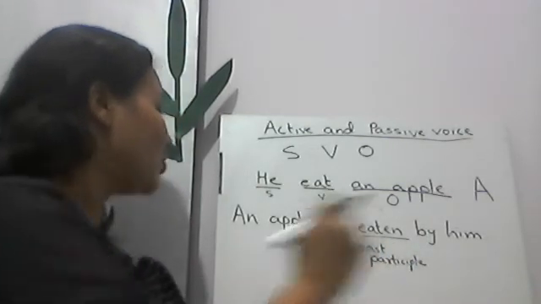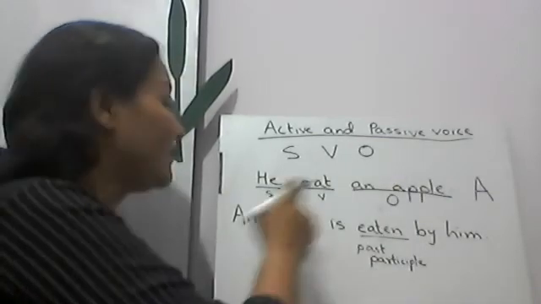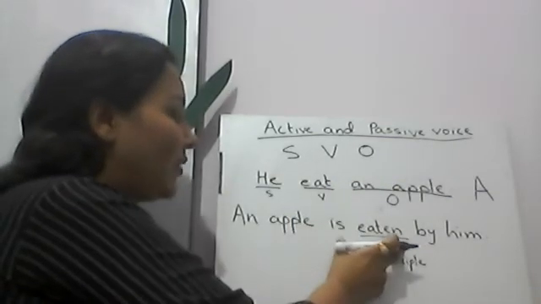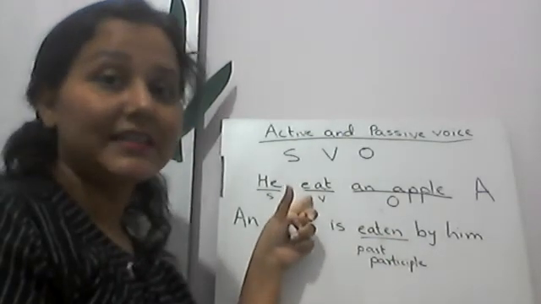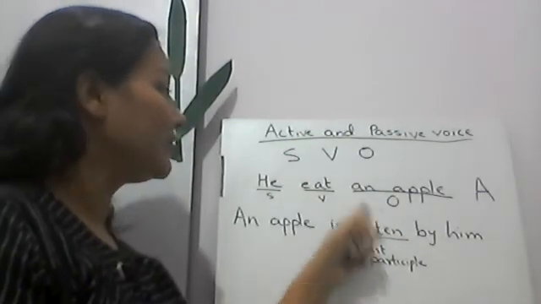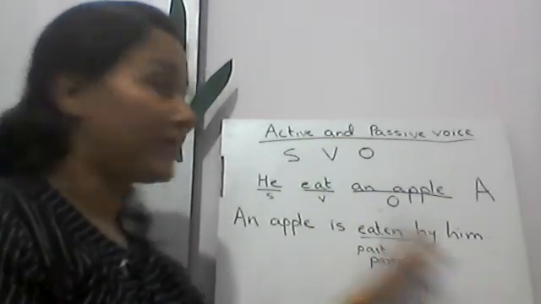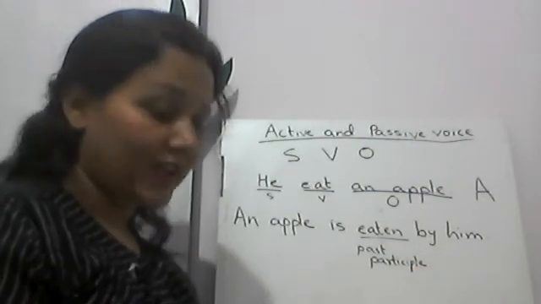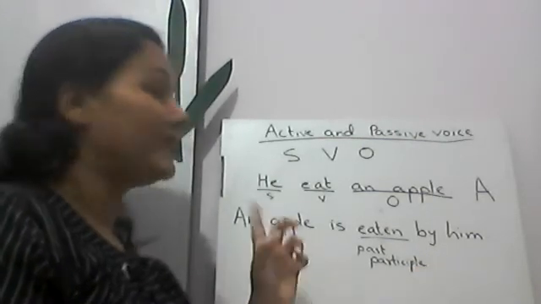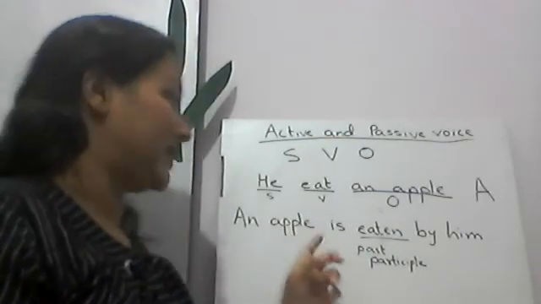So here you have to understand one thing, that the object will come into the subject part, then the verb will be written in this format. See what tense it is having, and then you have to add by plus the subject, which will be coming as object in this part. Okay, so this is the first example that I am giving, that is of simple present tense.